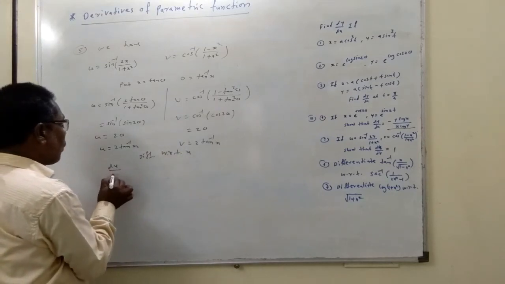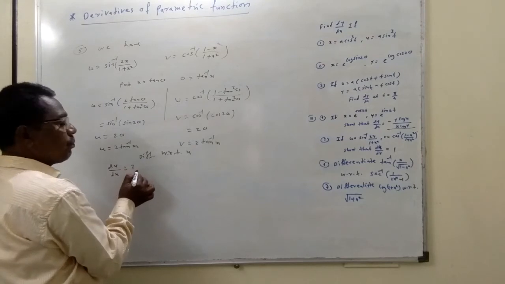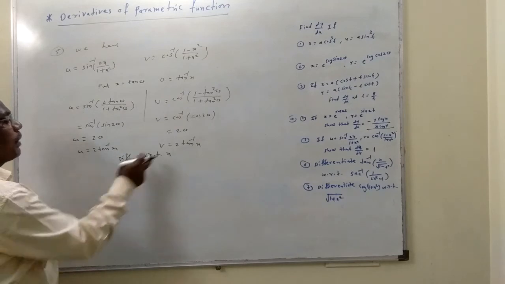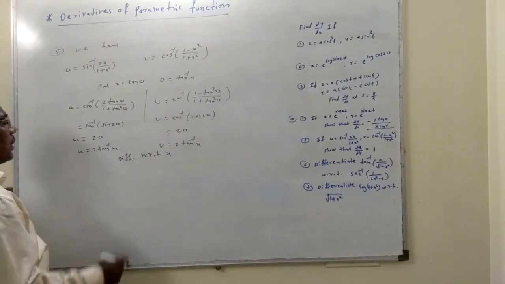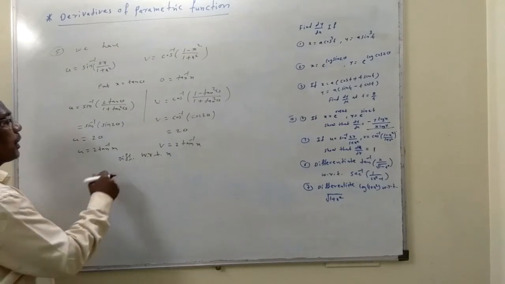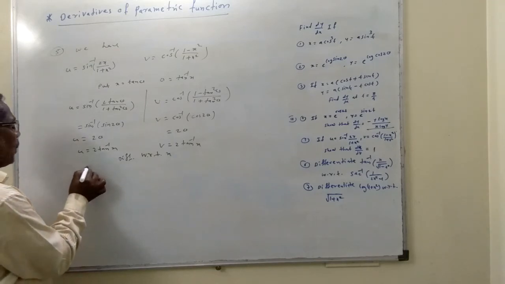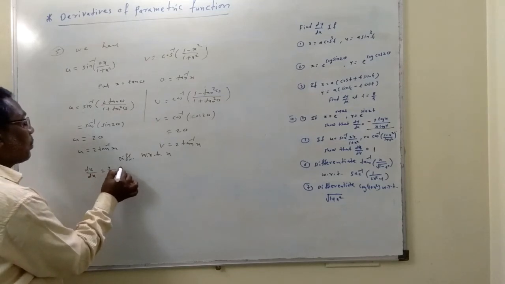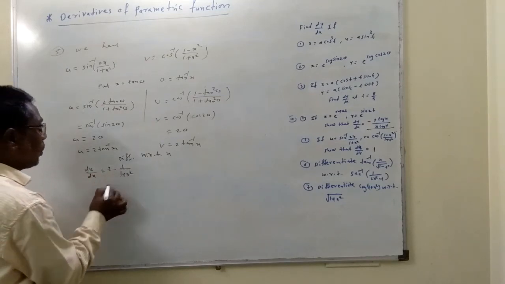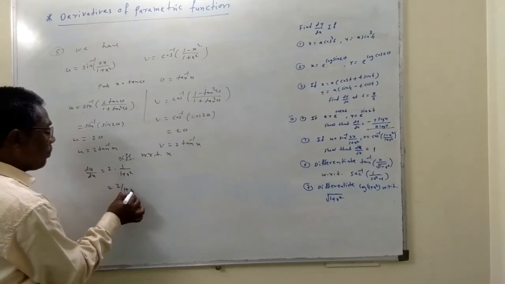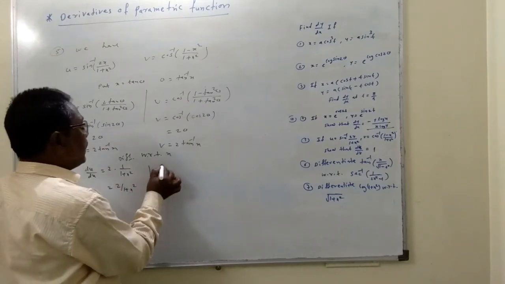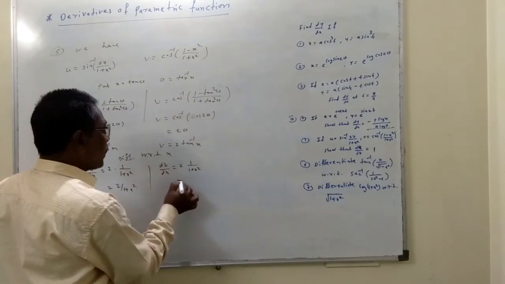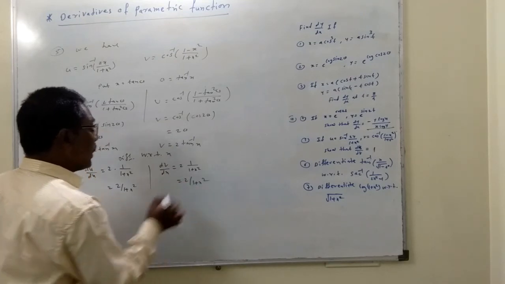So du upon dx is equal to 2, a constant, and the derivative of u. Now u is equal to 2 tan inverse x, v is equal to 2 tan inverse x. That is, u is a function of x, v is a function of x. We are differentiating with respect to x. So we get du upon dx is equal to 2 constant and the derivative of tan inverse is 1 upon 1 plus x square, that is equal to 2 divided by 1 plus x square. Similarly, dv upon dx is equal to 2 constant into 1 upon 1 plus x square, that is equal to 2 divided by 1 plus x square.